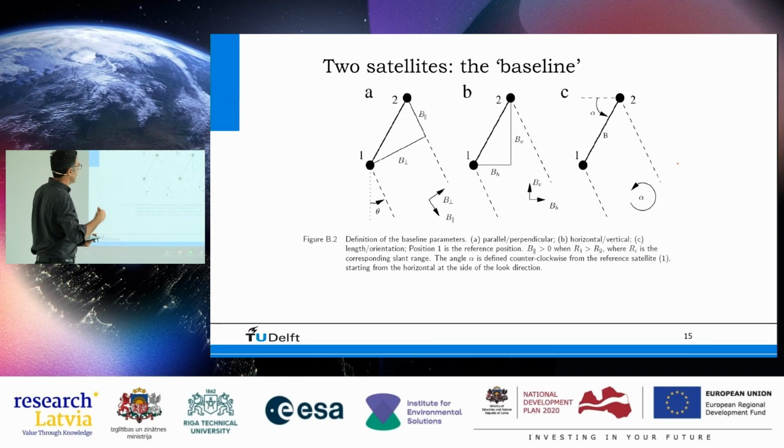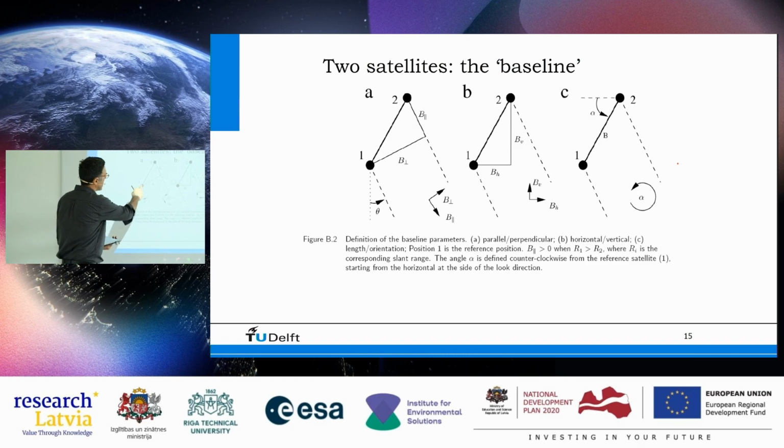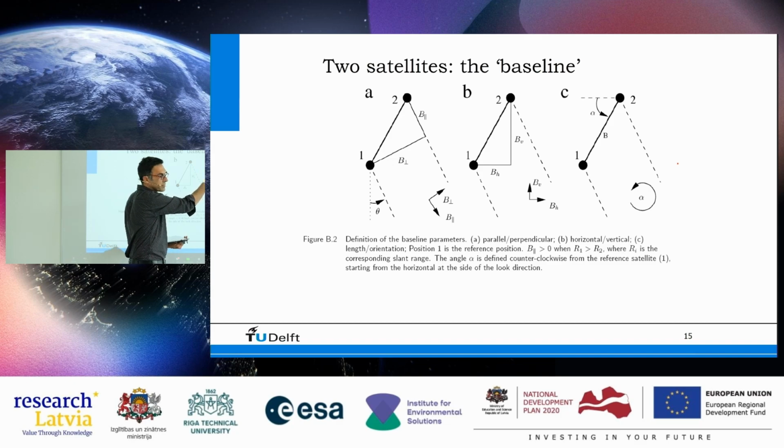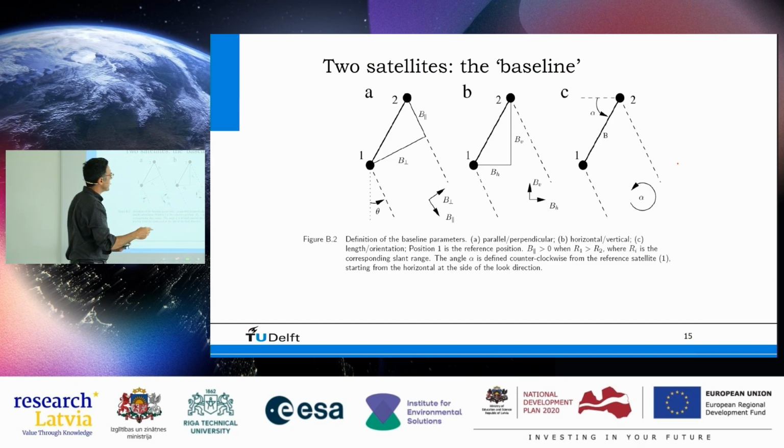Okay, so we have this baseline as an important concept. Satellite at time t1, satellite at time t2. We're looking at the Earth. It's so far away that we can assume that these things are parallel. So the baseline is the distance between those two satellite positions. But we can express it in two different ways, or three different ways actually, just like a length and an angle. That's what I'm going to use in the next part.